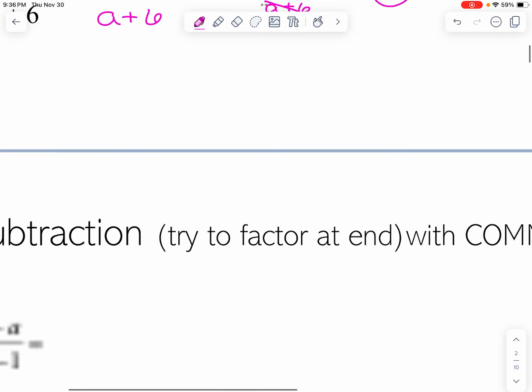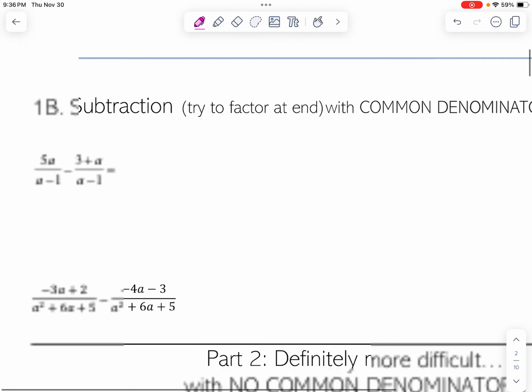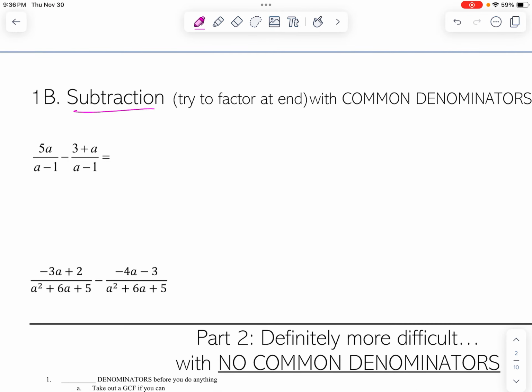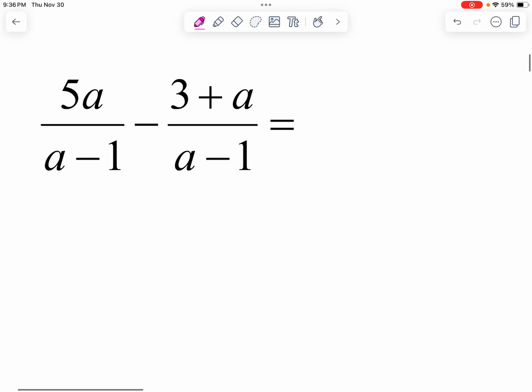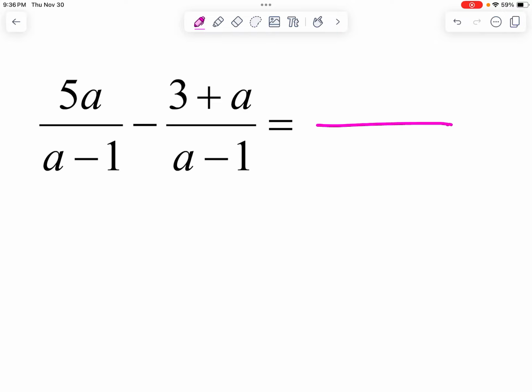Now guess what we're going to do? Subtract with common denominators. That's right. Okay, so the common denominator in this problem is? A minus 1. Do you think that we're going to have common denominators all day today? No. We sure aren't. Okay, but we're going to start nice and easy. So that's good because they both have the common denominator.